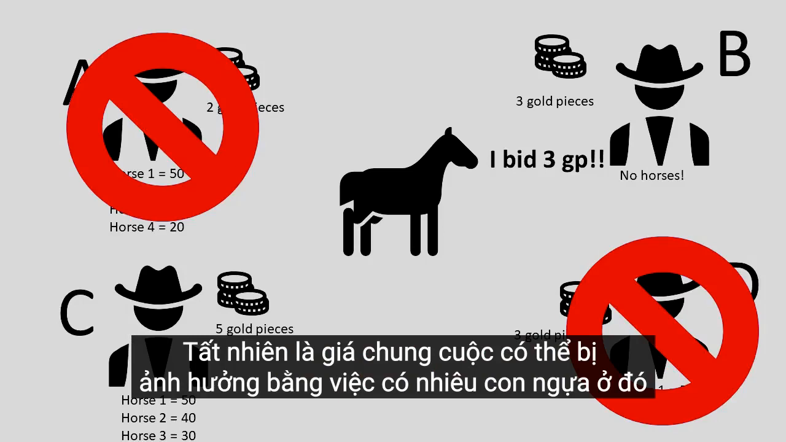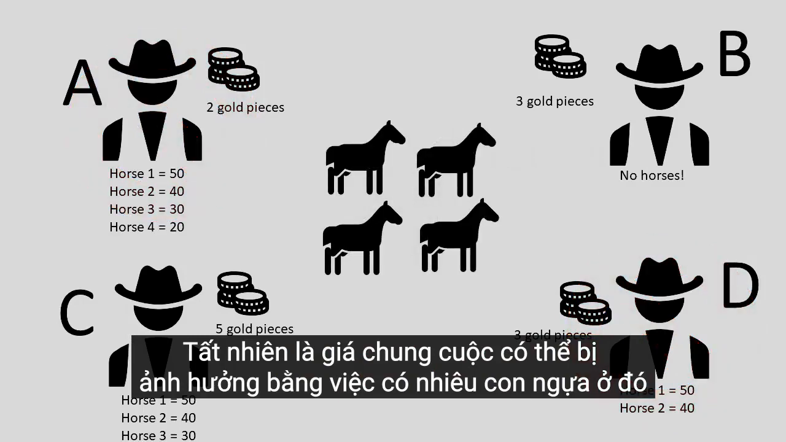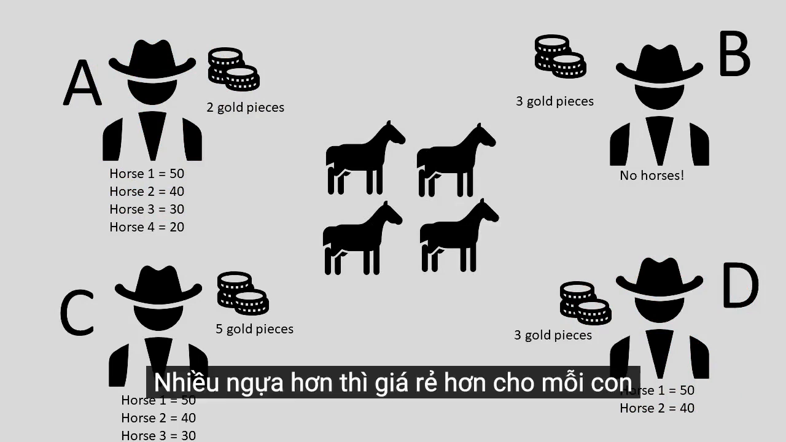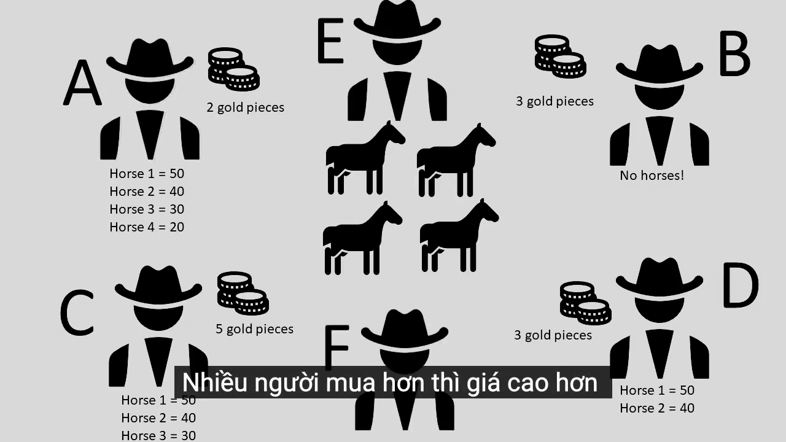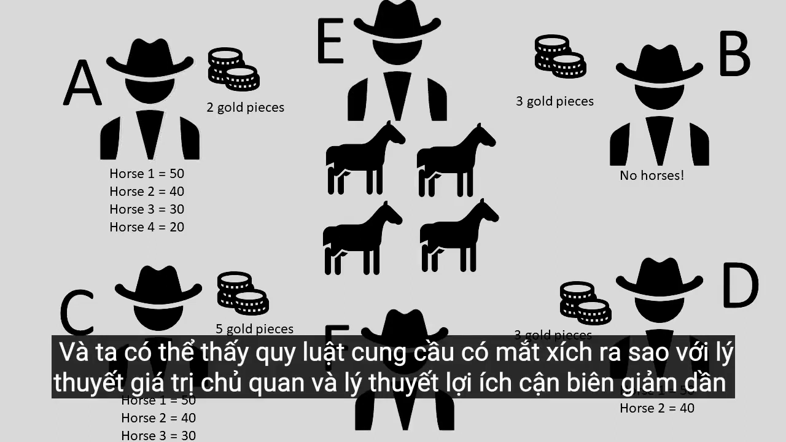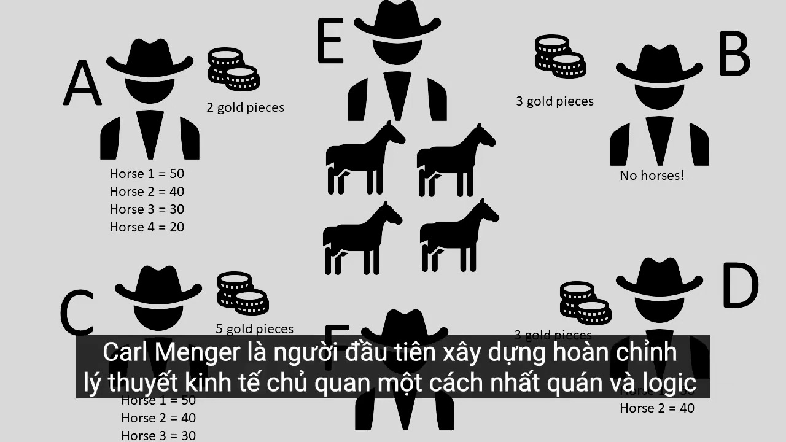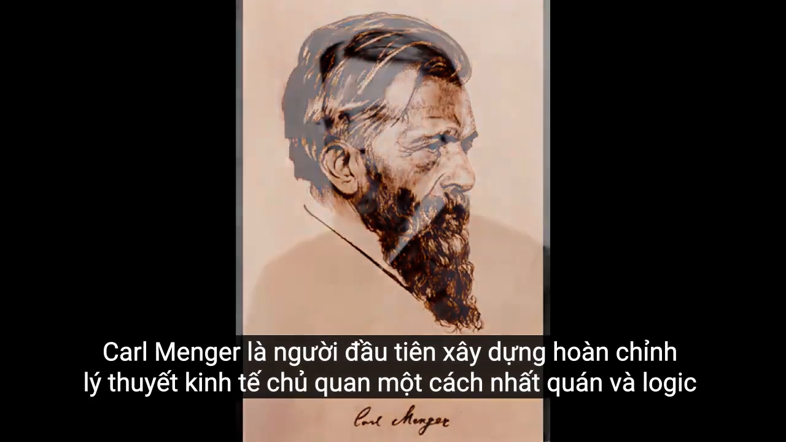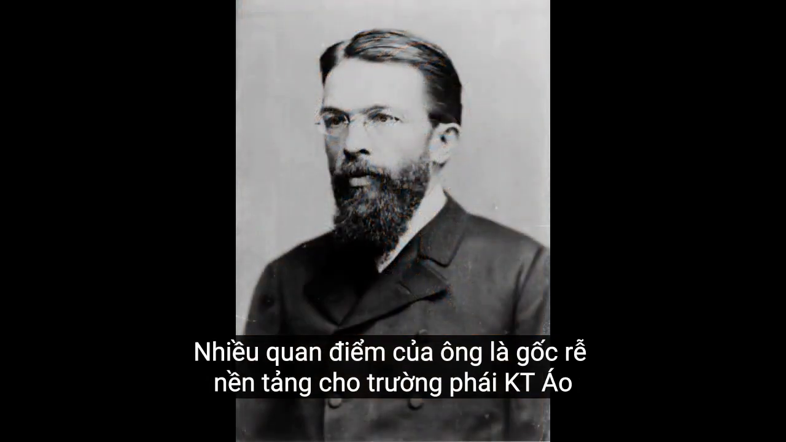Of course, the final price can be affected by how many horses there are and how many bidders there are. More horses will likely mean a lower price per horse. More bidders will likely mean a higher price per horse. And so we can see how the law of supply and demand intermeshes with the subjective theory of value and the law of diminishing marginal utility. Carl Menger was the first person to build a completely integrated, consistent, and logical subjectivist economic theory. His many insights are the bedrock on which Austrian economics is built.